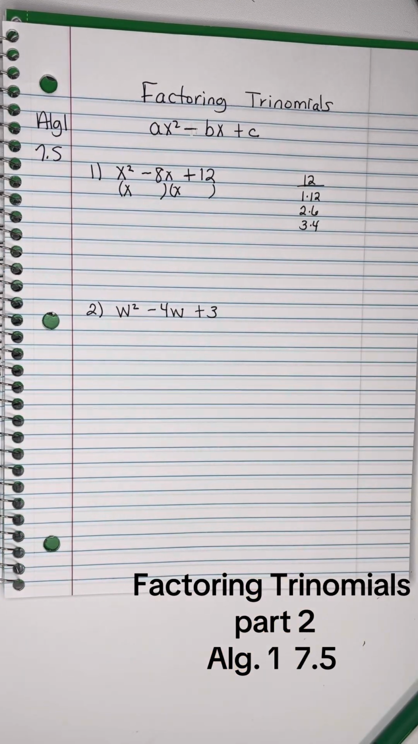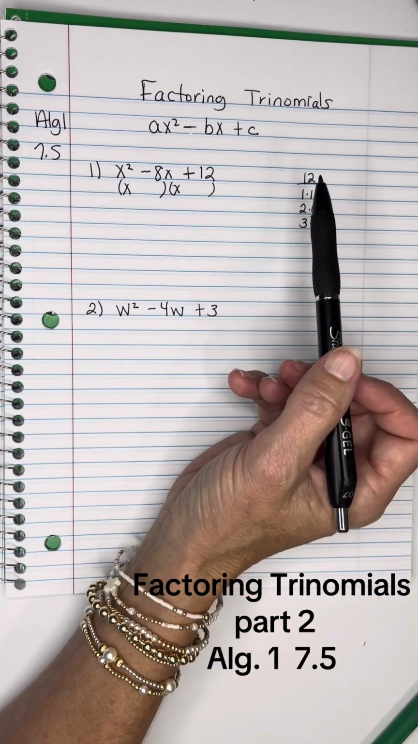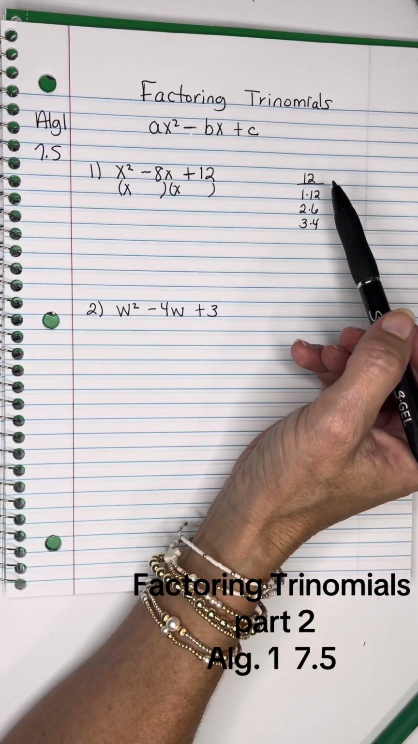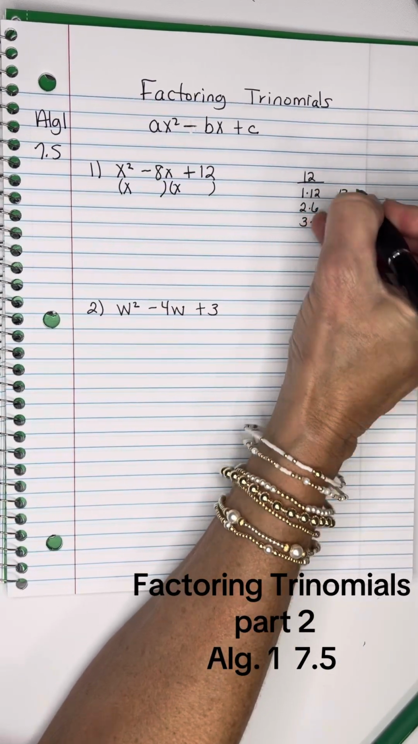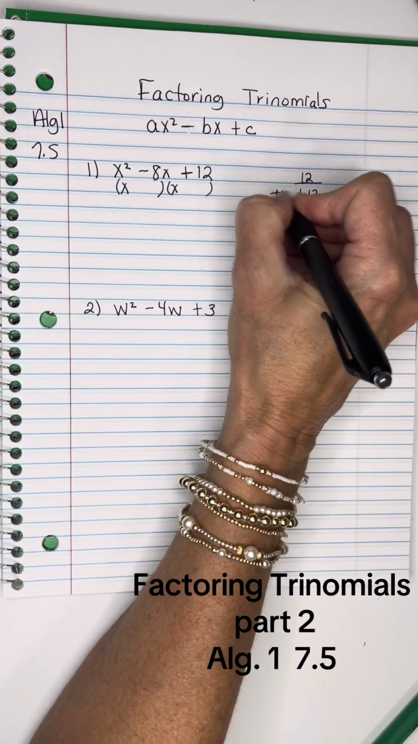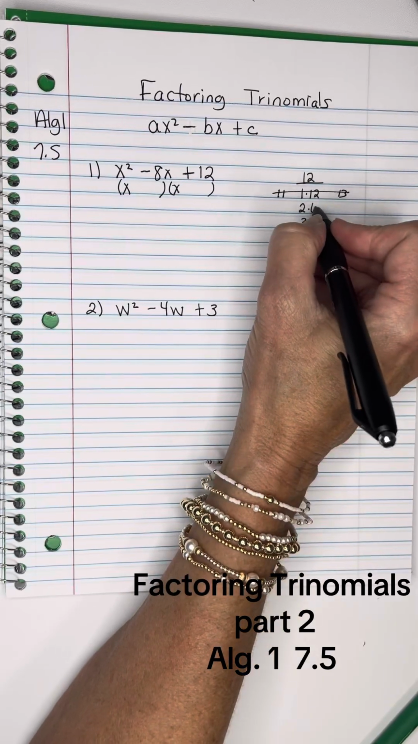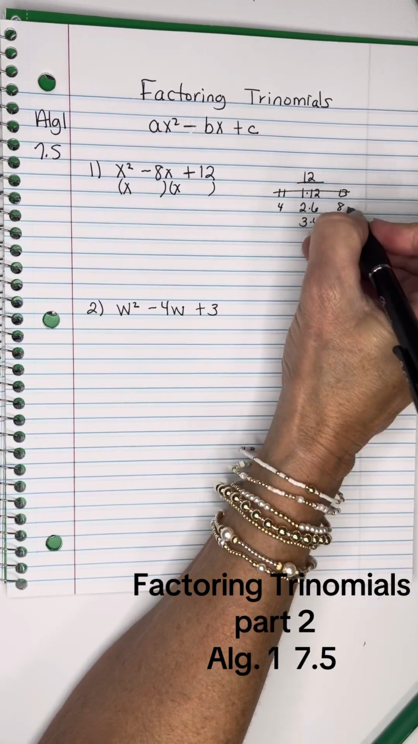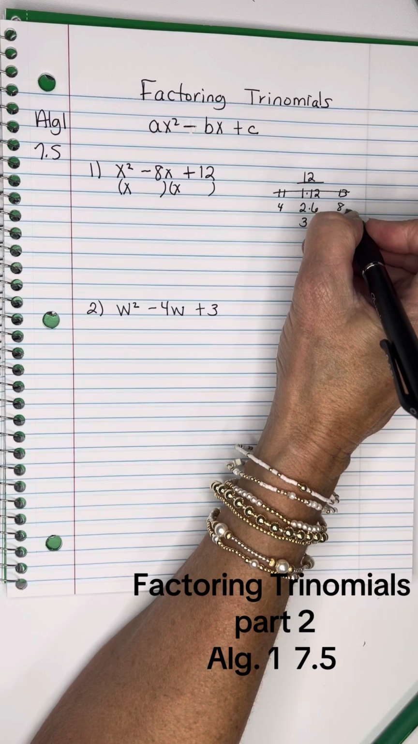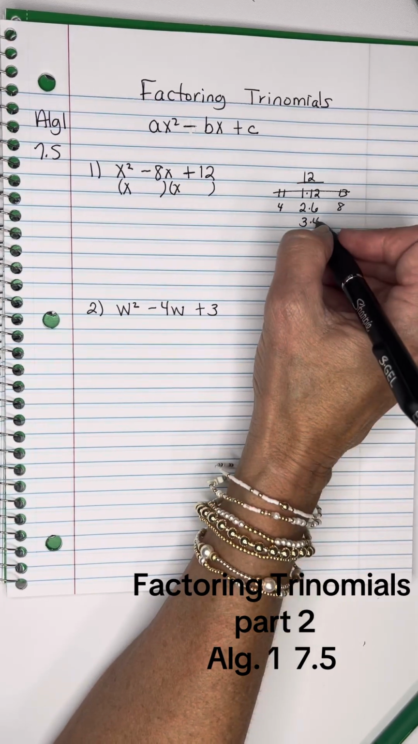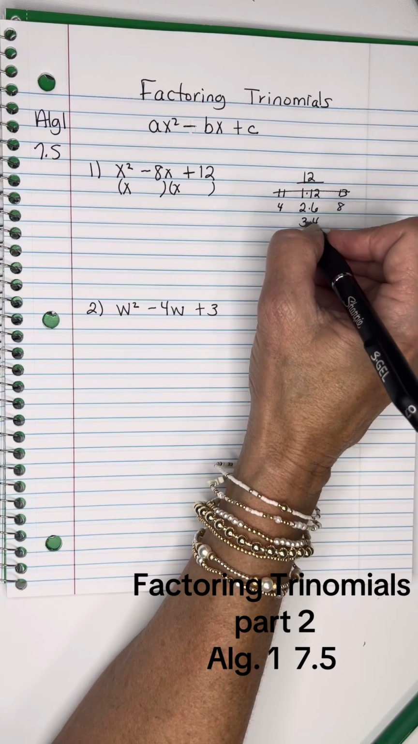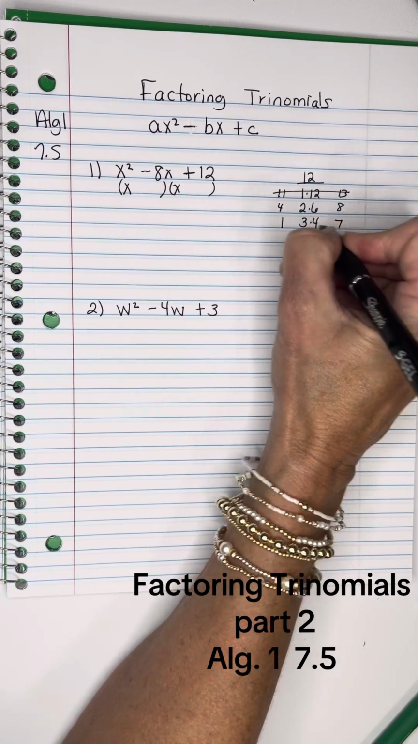Now, when I say add or subtract, I've got to think about could they add or subtract to give me a negative 8. So if I add these, I get 13. If I subtract them, I get 11. That doesn't work. If I subtract these, I get 4. If I add them, I get 8. This one works. I wanted it to be 8. And you always have to check the last one because sometimes there are 2 that will work. If I subtract these, I get 1. If I add them, I get 7. So that one didn't work.